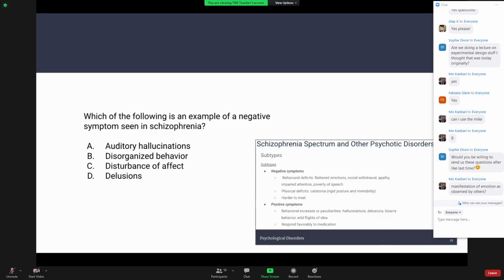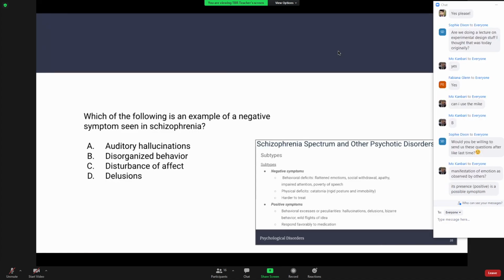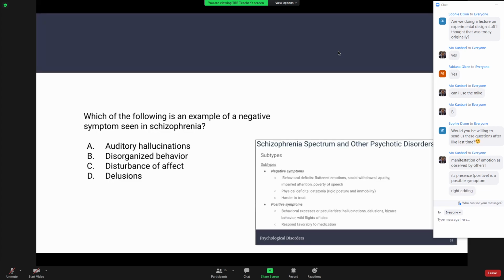Lots of people are mentioning B as one of their potential answers, which is disorganized behavior. Why might disorganized behavior not be a negative symptom? Can anybody take a stab at that? Some messages are coming through that disorganized behavior is actually adding something rather than taking away something. Right. It might be tricky to think of it as taking away from an organization baseline, but don't think about it that way.